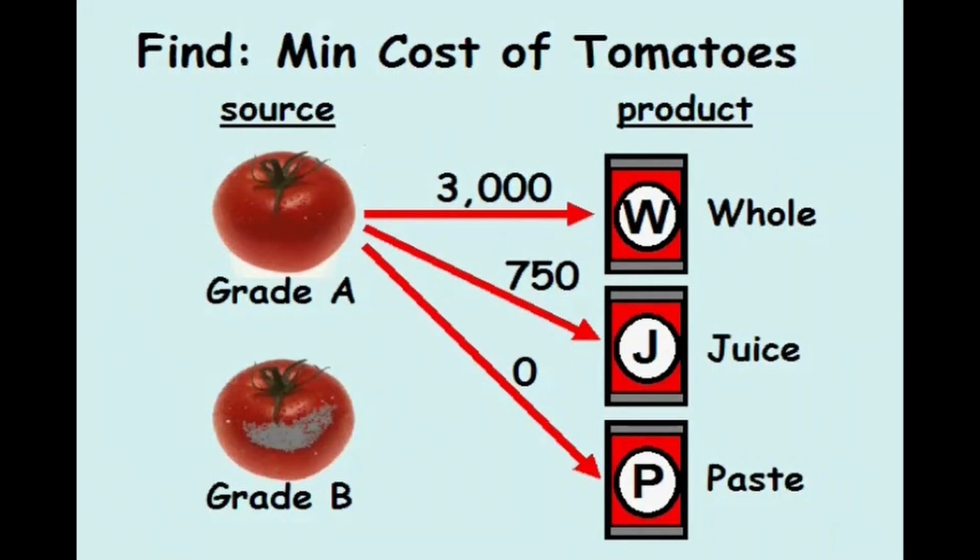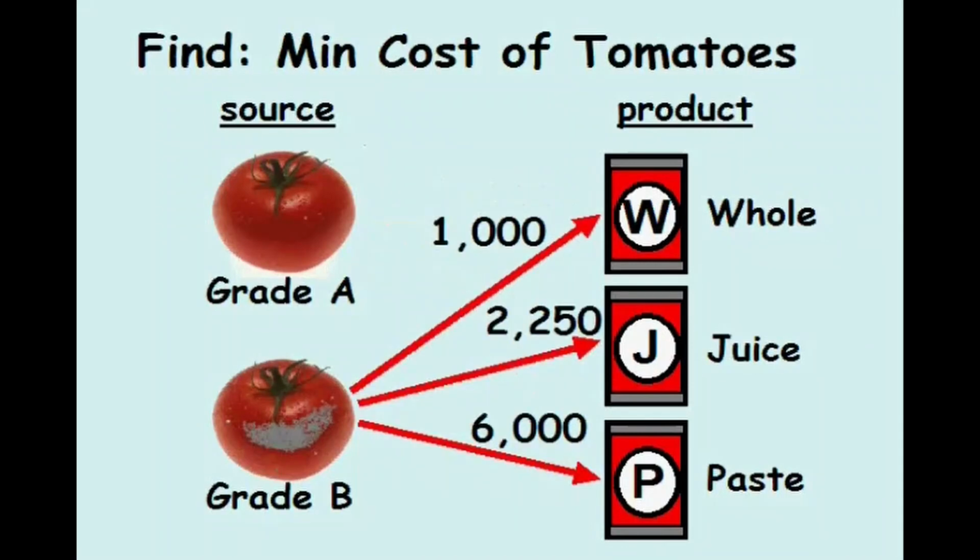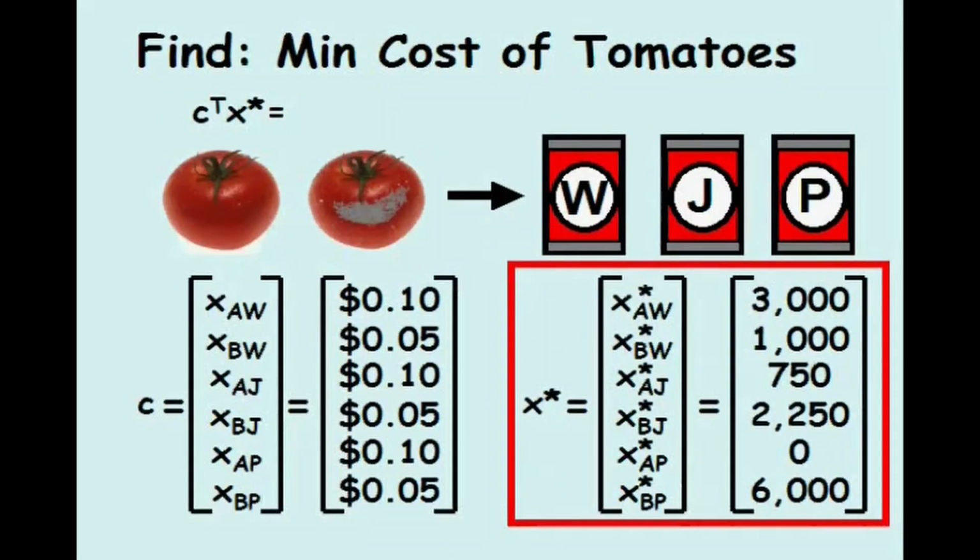For this problem, the optimal solution is to purchase 3,750 pounds of grade A tomatoes, 3,000 pounds to be used for whole tomatoes, 750 pounds to be used for tomato juice, and 0 pounds for tomato paste. We also need to purchase 9,250 pounds of grade B tomatoes, 1,000 pounds to be used for whole tomatoes, 2,250 pounds to be used for tomato juice, and 6,000 pounds to be used for tomato paste. These 6 values make up the optimal X vector, X star.